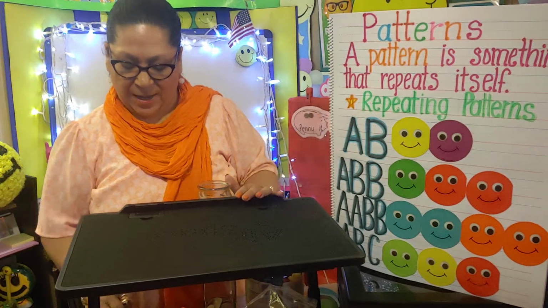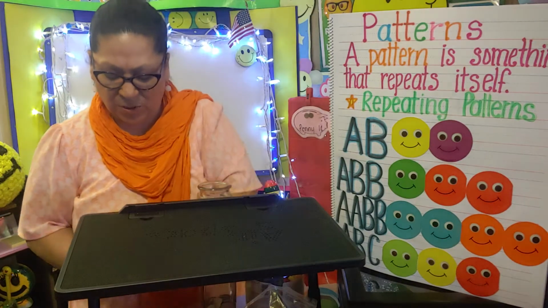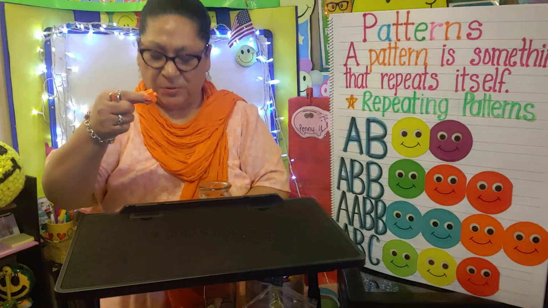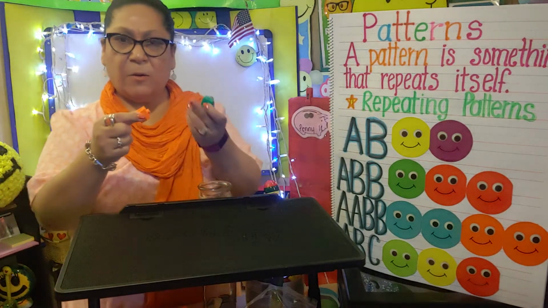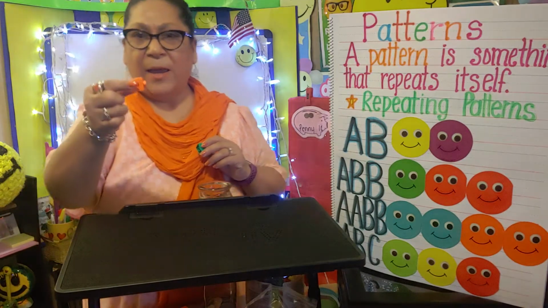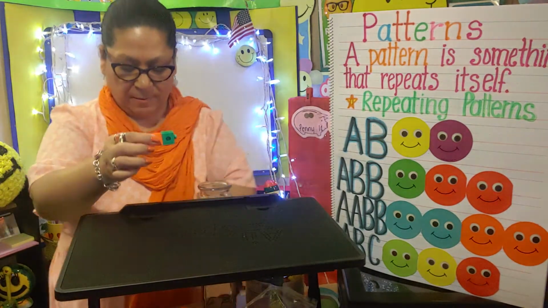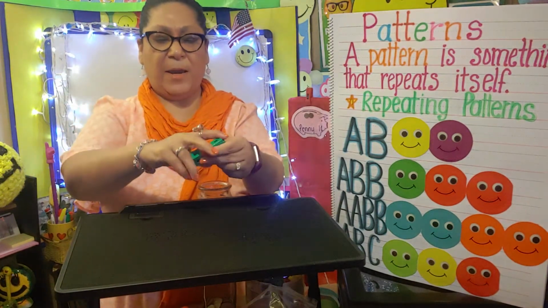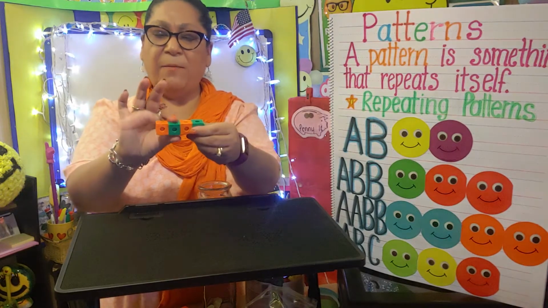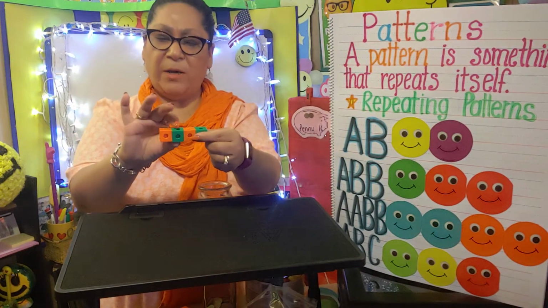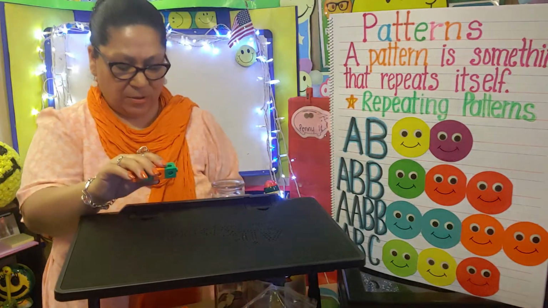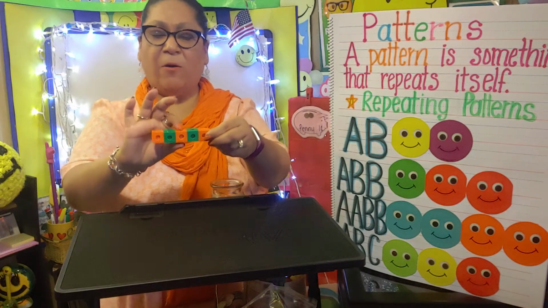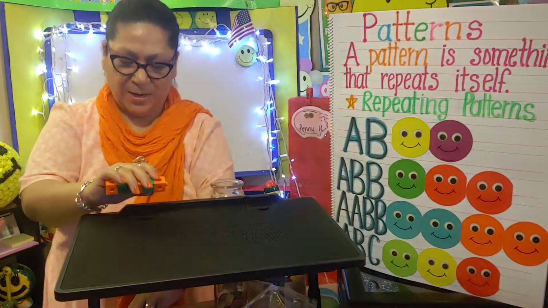Now, let's use manipulatives to show you the AAB pattern. You ready? I have some blocks here. I'm going to use different colors to show the pattern. I'm going to use orange and green for my AAB pattern. A, B, A, B. Do you see the pattern here? A, B, which is orange, green. Orange, green. What's next? Did you say orange? You are so smart. Orange, green, orange, green, orange, green.